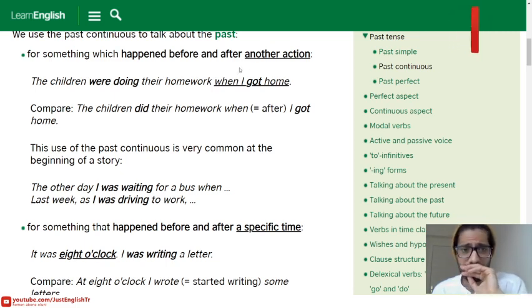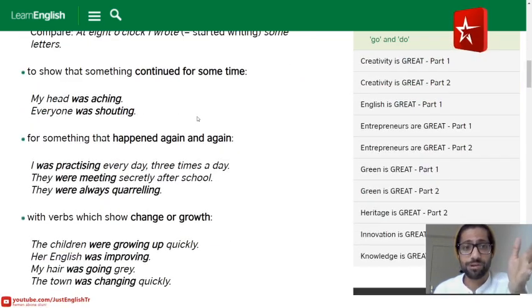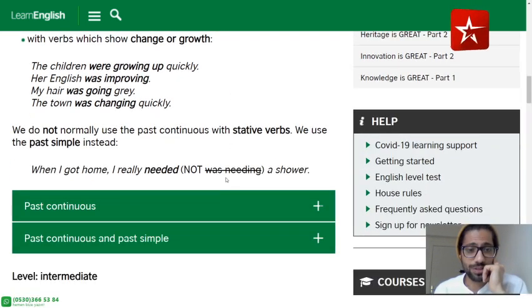So keep in your mind, you have here happened before and after an action, happened before and after a time. Here, continued for some time, happened again and again, and for changing and growth. 6 situations we've got here.